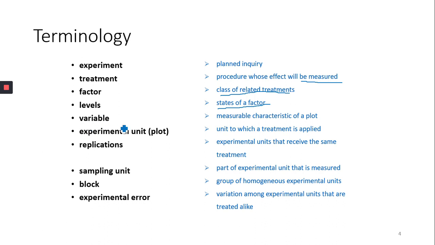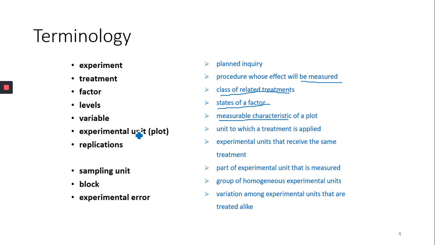Variable comes from the word vary. To vary is to change. When we say something varies, it means it changes. So a variable is a measurable characteristic. And I want you to take note, in the context of an experiment, we can have a dependent variable. Now, that which will change in response to the treatment.